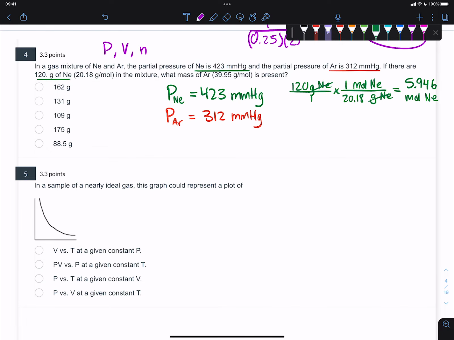Now, what might be very helpful is to find the total pressure. So that's going to be P subscript T. The total pressure is equal to simply the sum of the two partial pressures. So that's going to be 735. I had to do some quick math there. Okay, it wasn't really impressive. But anyways, millimeters of mercury. Okay, so we have the partial pressure and we have the total pressure.